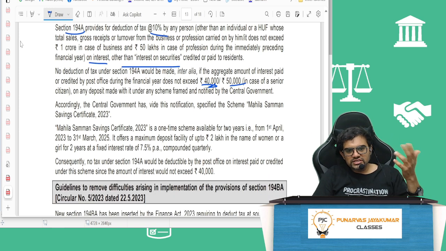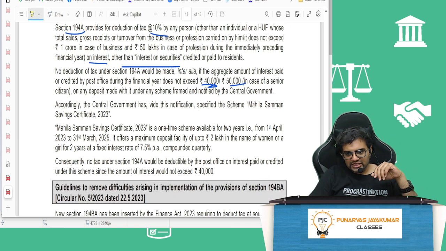So accordingly, there is one scheme called Mahila Samman Saving Certificate. Under this, it is only applicable for 2 years, 1st April 23 to 31st March 25. Maximum you can deposit 2 lakh rupees in the name of a woman or a girl child for 2 years at a fixed rate of 7.5% per annum.